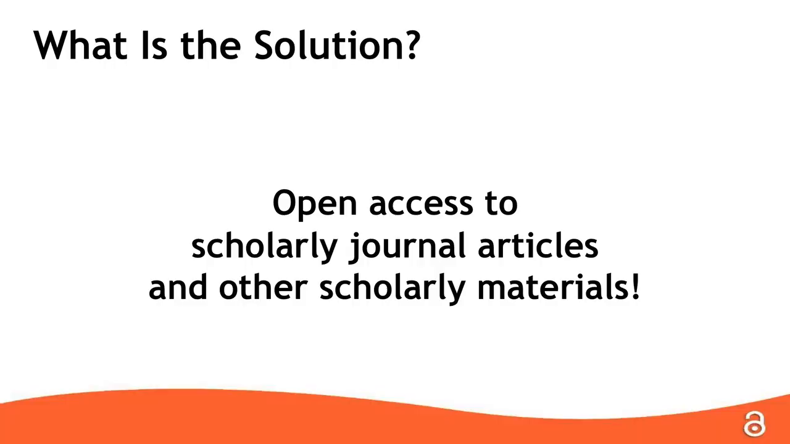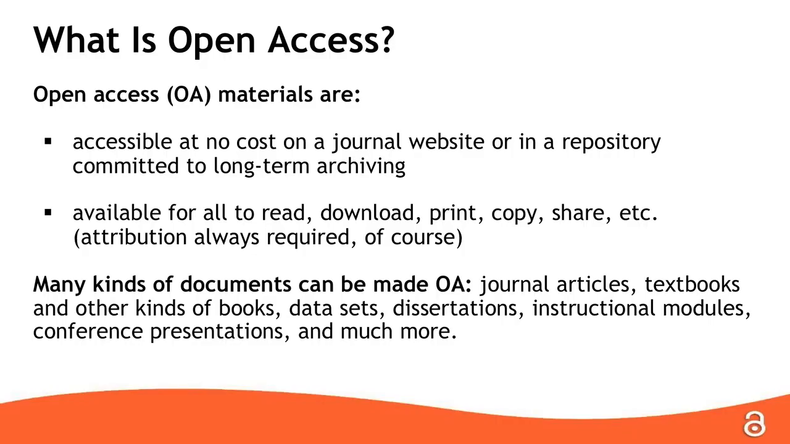So what is the solution? The solution to the expensive, inefficient, inside-out and upside-down system I described is open access to scholarly journal articles and other scholarly materials. So of course, now I should define open access. The two key components of open access works are that they are accessible at no cost on a journal website or in a repository committed to long-term archiving, and they are available for all to read and use, but of course not plagiarize.